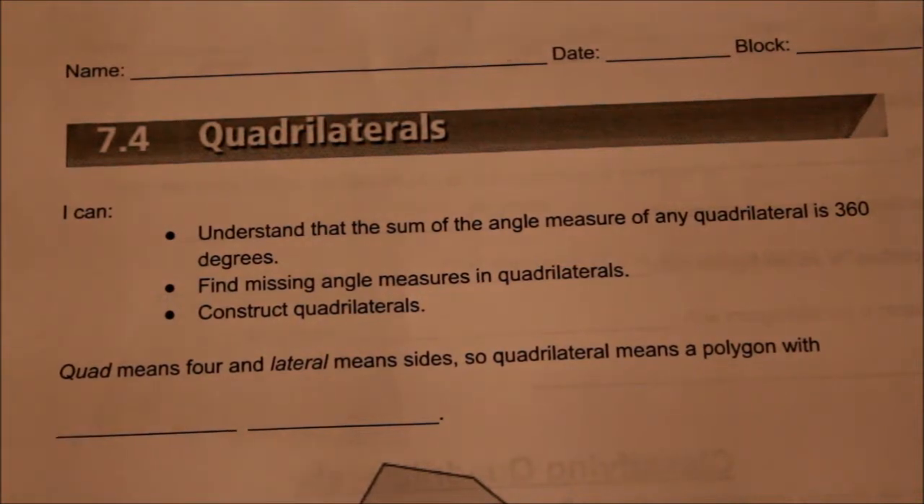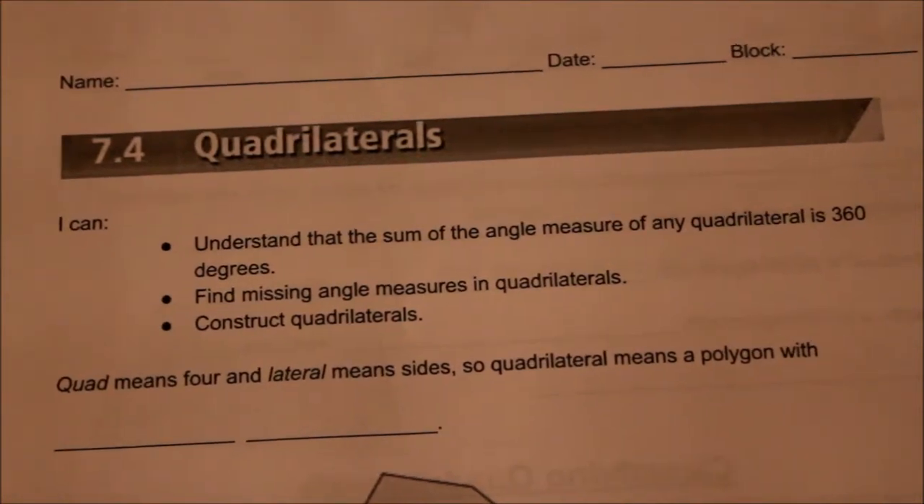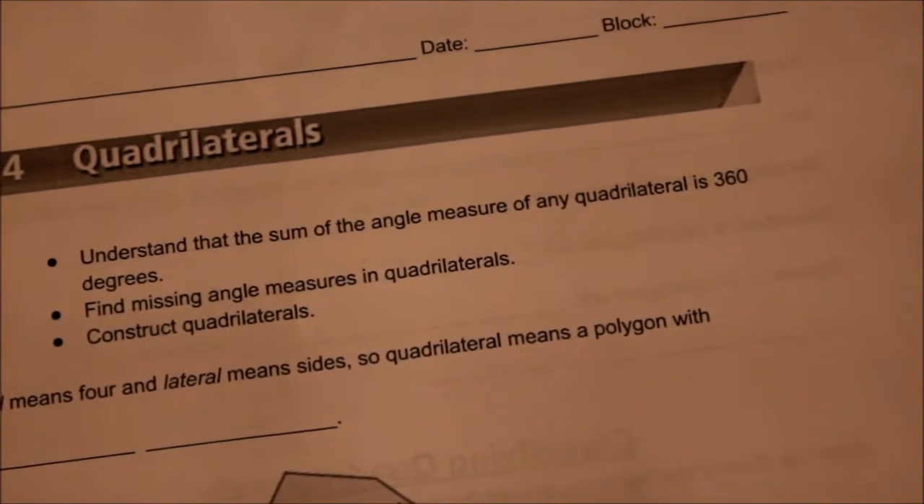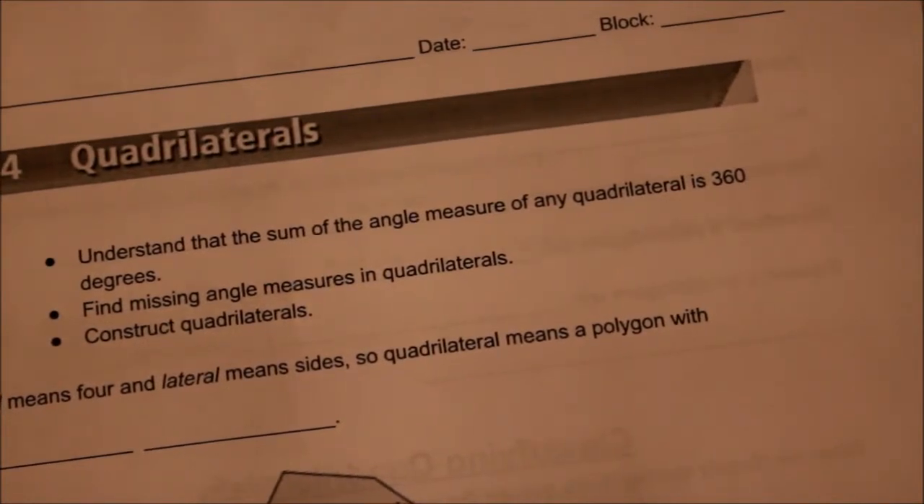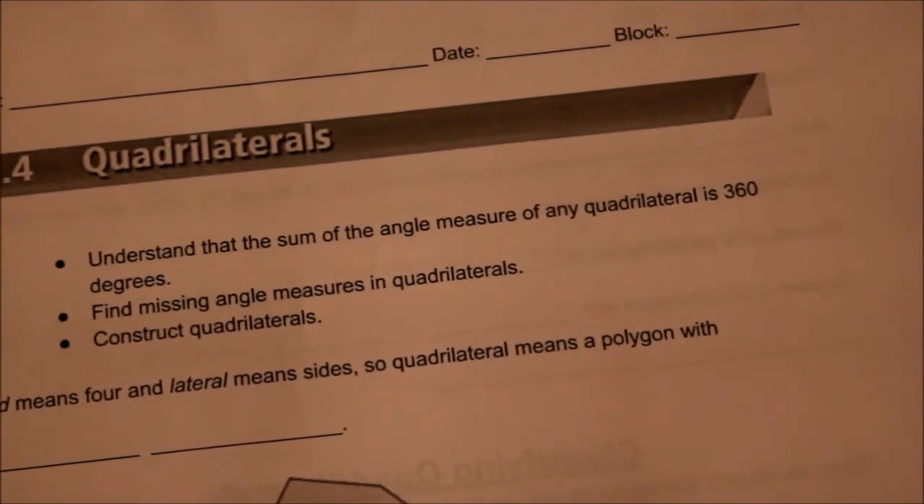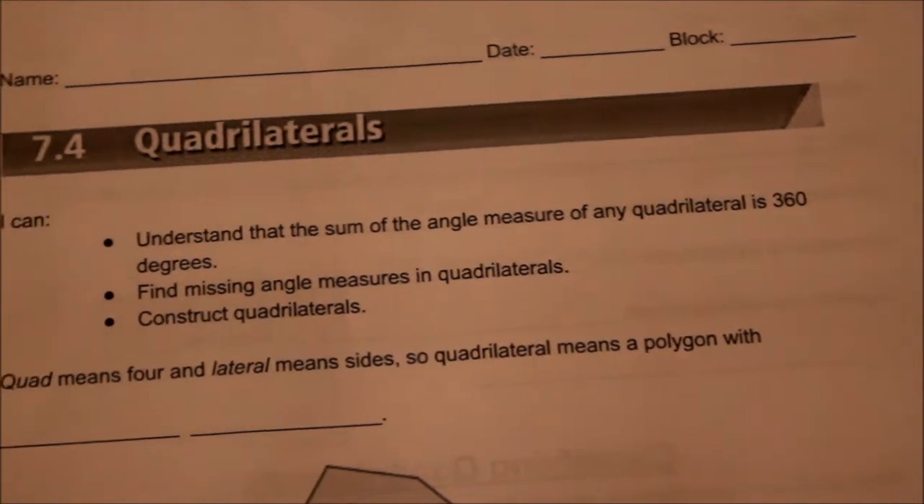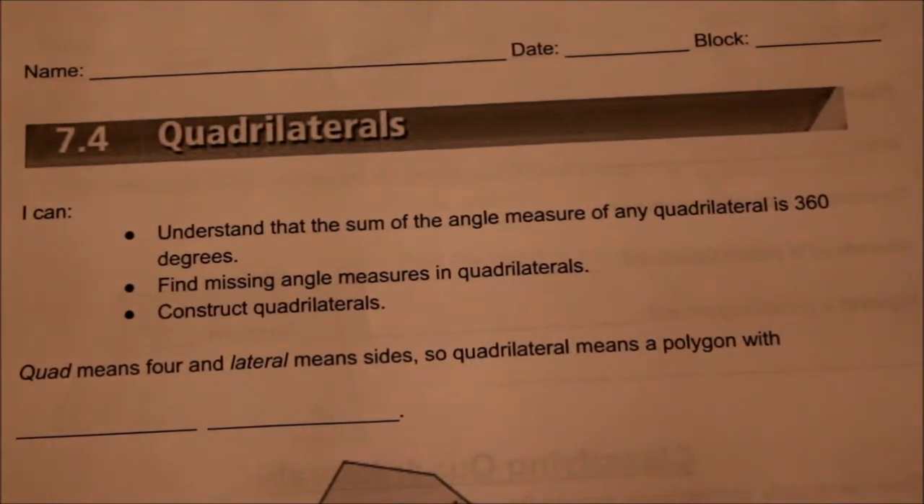Today we are going to be looking at our 7.4 notes, our 7.4 I can statements. I can understand that the sum of the angle measure of any quadrilateral is 360 degrees. I can find missing angle measures in quadrilaterals. And I can construct quadrilaterals. We're going to look at all of these things today.